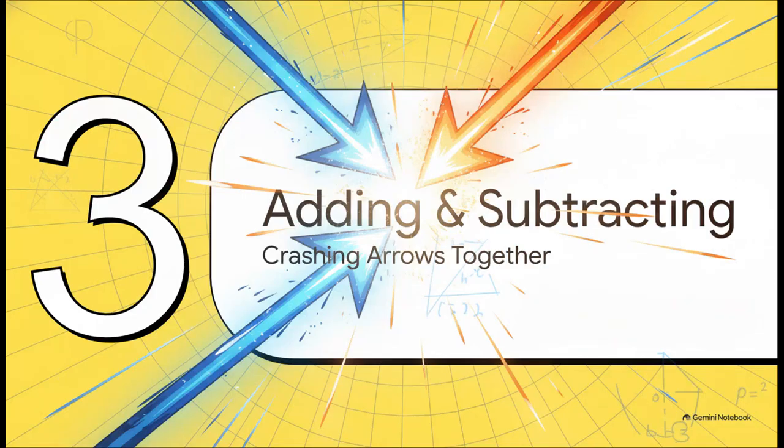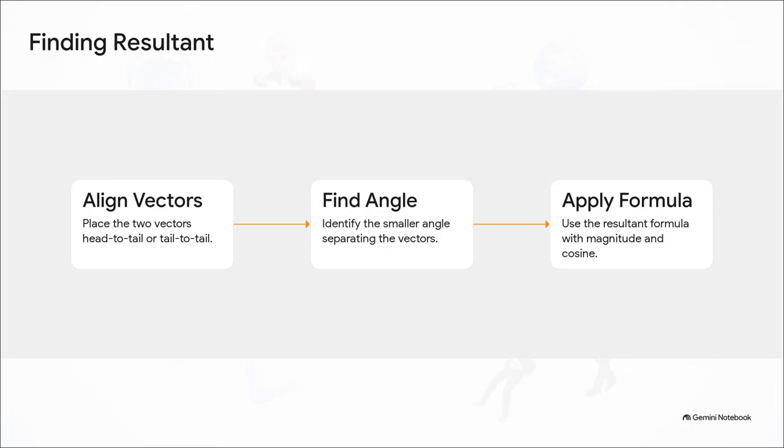Okay, Section 3, adding and subtracting vectors, crashing arrows together. So, now that we've got our arrows perfectly defined and placed on a grid, what happens if we literally crash them together? This is where the physics gets really dynamic. Finding a resultant vector is a strictly geometric process. We're stepping entirely away from basic arithmetic to account for the specific angle separating our forces. If two forces are yanking on an object from different angles, you definitely can't just add their magnitudes. Instead, you follow a few simple steps. First, you visually line them up, either head to tail or tail to tail.